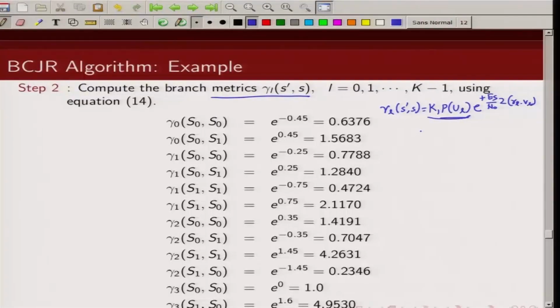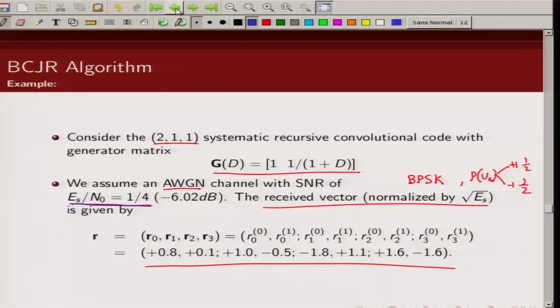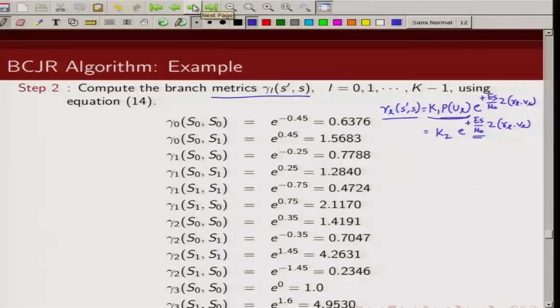So, what we need to compute the branch metric is basically some k2 times exponential of Es by N naught over 2 times RL dot VL. Now, in our example, Es by N naught is 1 by 4. If you just go back, Es by N naught is 1 by 4. So, let us ignore the constant term, and I can write this as RL dot VL by 2. Now, how do we compute RL dot VL? Let us take an example.